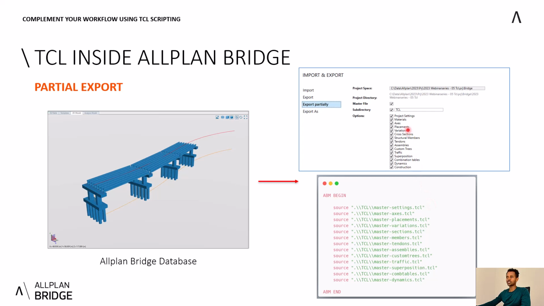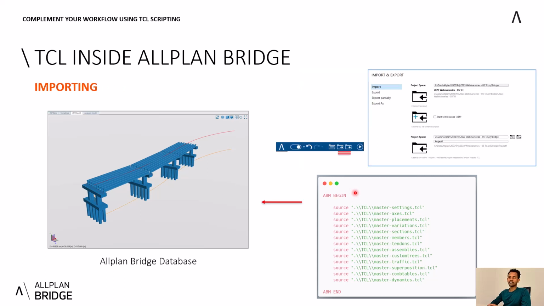Maybe you want to export just the variations, so you can use them in a different project. You could also export that as a TCL variations file and use it later. Here you can see we have ABM begin and ABM end. So basically we're saying this is a scope of Allplan Bridge.